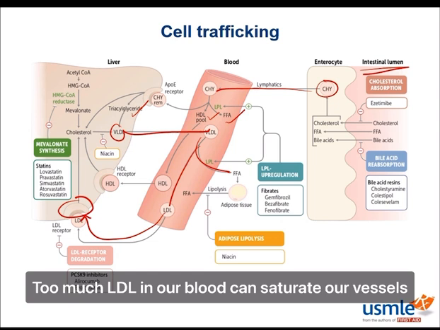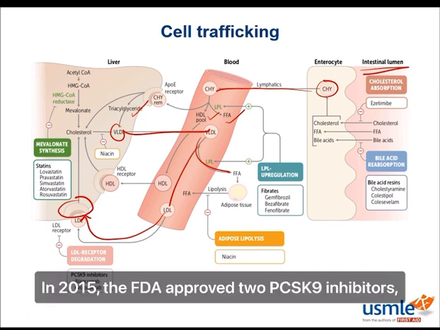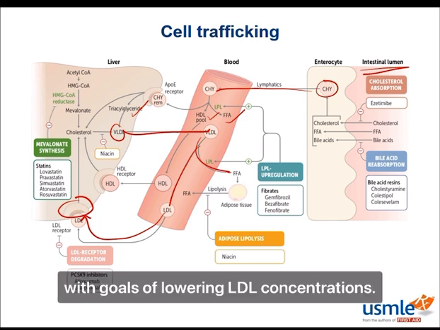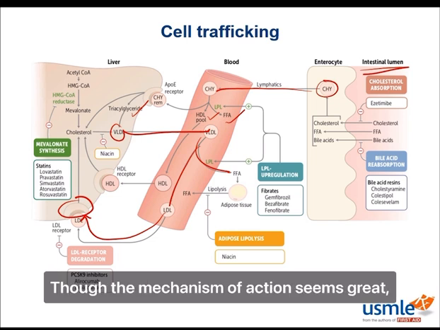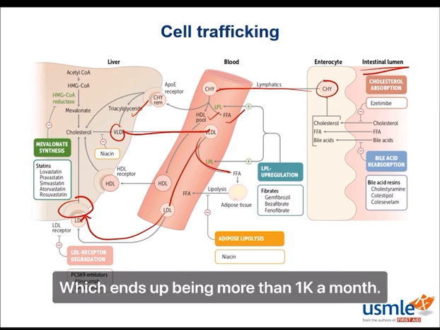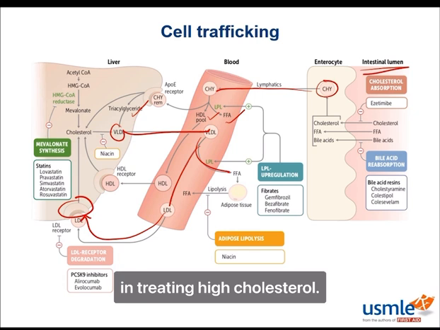Too much LDL in our blood can saturate our vessels and cause atherosclerosis, which has a whole slew of health problems. In 2015, the FDA approved 2 PCSK9 inhibitors, alirocumab and evolocumab, with goals of lowering LDL concentrations. Though the mechanism of action seems great, these drugs cost a pretty penny, around $14,000 per year, which ends up being more than $1,000 a month. So statin drugs continue to be the drug of choice in treating high cholesterol.